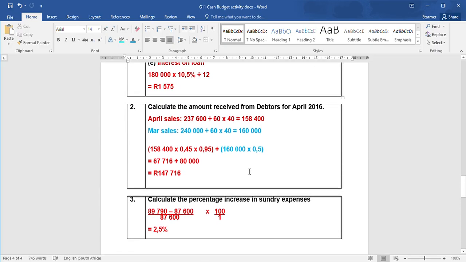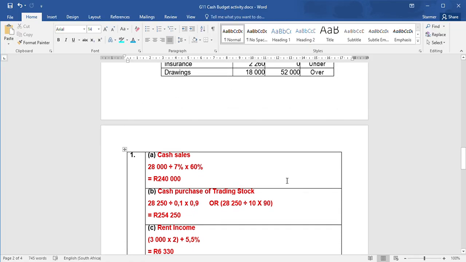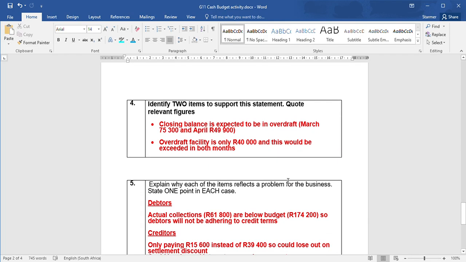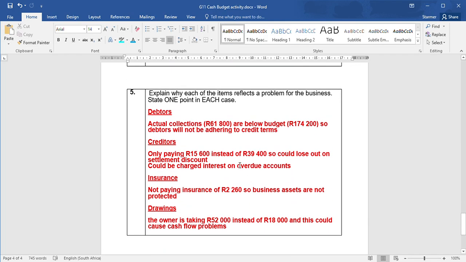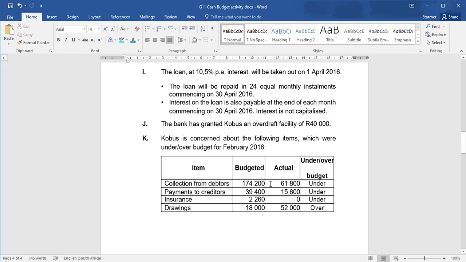In terms of your payment to creditors, you're supposed to pay 39,400, but you can only afford to pay 15,600. So you are not paying as much as you're supposed to. You could lose out on settlement discount. Another thing here you could mention is you could be charged interest on overdue accounts because you are not following your supplier's credit terms.